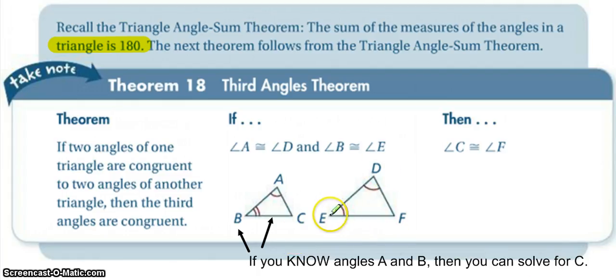If I knew D and I knew E, I really know F. So let's say this is 40 and this is 60. That would be 100, which leaves me with 80 left. This would have to be 40 also. This would have to be 60 also, which means F also has to be that 80. So they would be congruent.